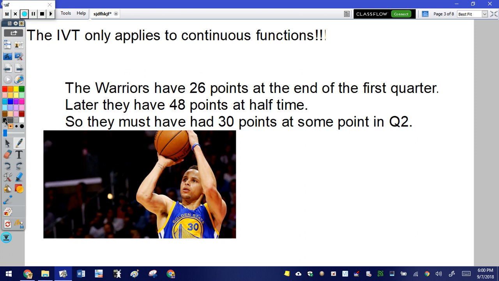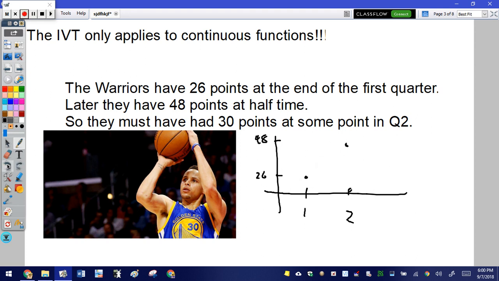So over time, you could imagine that at the end of quarter one, they have 26 points. At the end of quarter two, at halftime, they have 48 points. So naively, one might say that, oh, well, that means they must have had 30 points sometime during the second quarter, right? But keep in mind, scoring in basketball is not continuous.